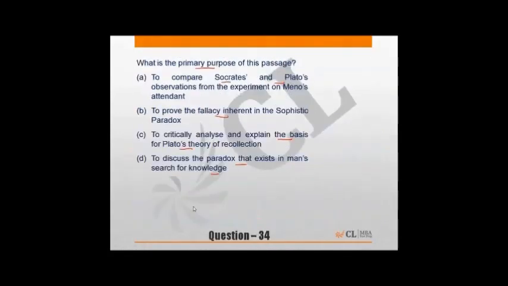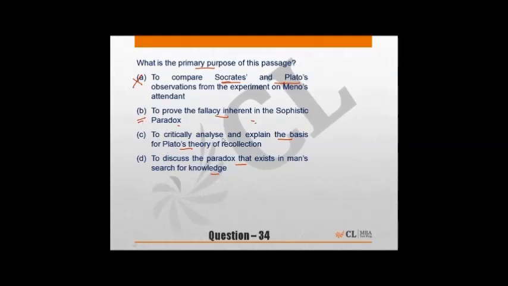Okay, so let's go to the choices now. Choice A, to compare Socrates' and Plato's observations. At no stage did the author compare their observations. It has talked about their points of view but has not compared them. Choice B, to prove the fallacy inherent in the sophistic paradox. Yes, possibly yes. In fact, the theory of recollection by Plato is doing exactly that. So I will hold on to this.